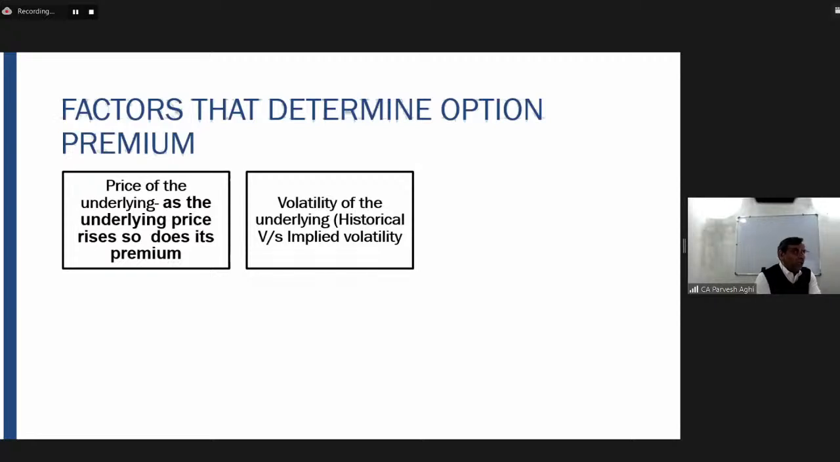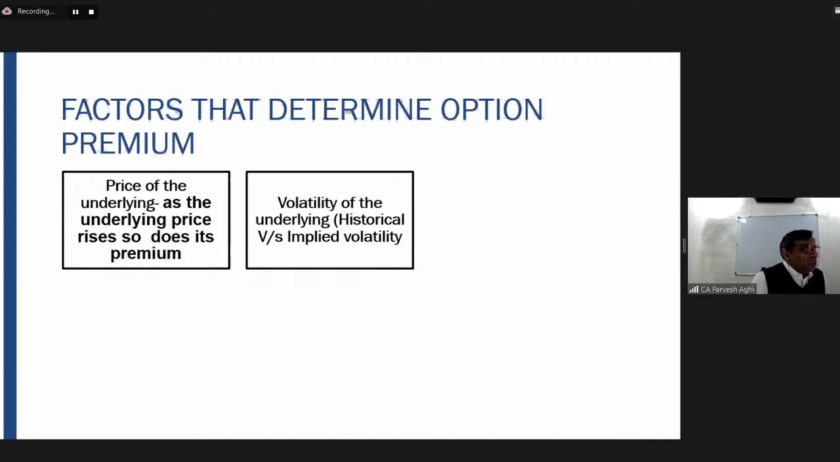Then the volatility of the underlying. The more volatile the currency pair, the more the premium, because the chances of the call buyer and put buyer making money are higher. If they bought a call option or a put option, the chances of making money will be more if the volatility of the currency pair is high. So the writers will charge more premium in case of high volatility. If the volatility is very low, then the premiums will also be very low for that currency pair.